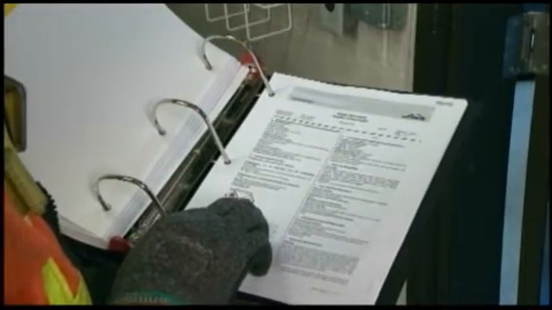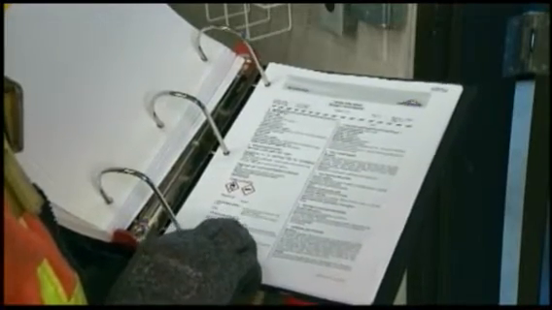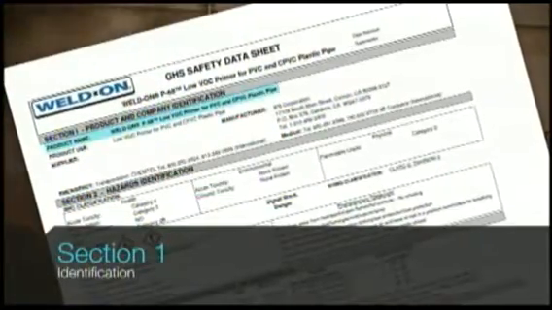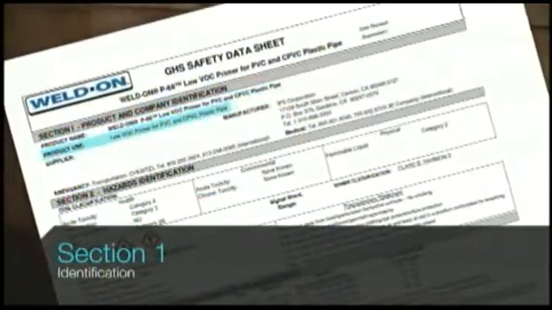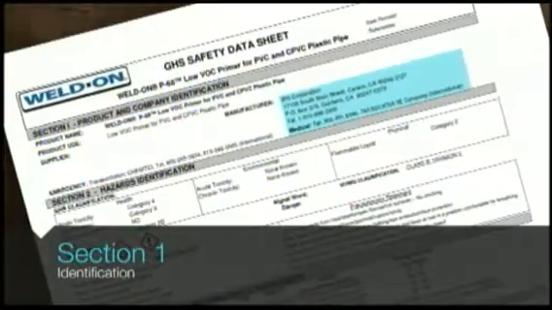What you really need to be able to find fairly quickly is what chemical you're working with, the hazards that are associated with it, and how to protect yourself from those hazards. The new SDS is divided into 16 sections, but you won't need to reference all of them. Section 1, Identification. This is where you find the product identifier, recommended use, contact information, and an emergency phone number.